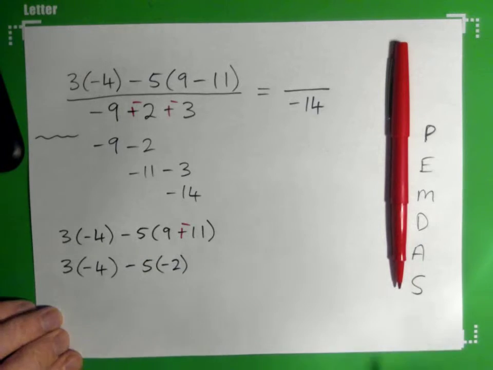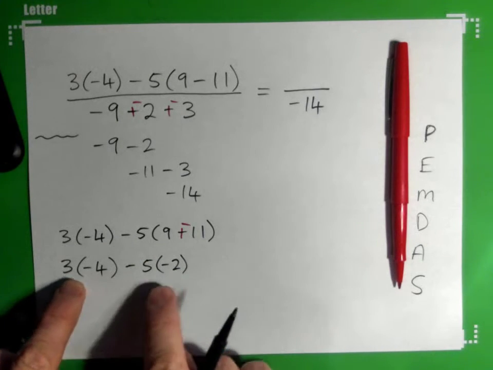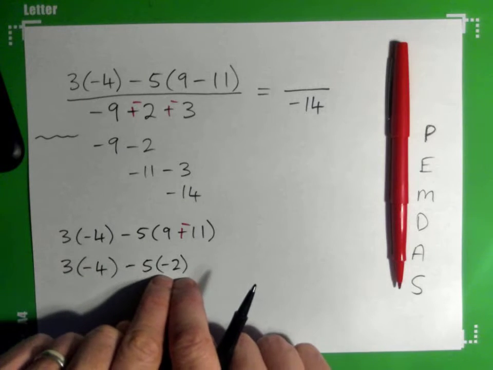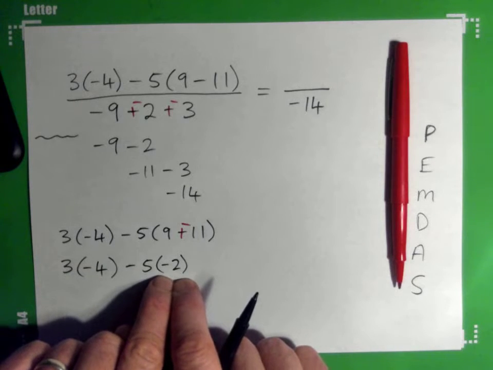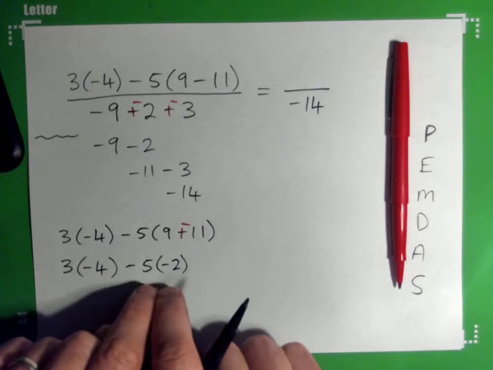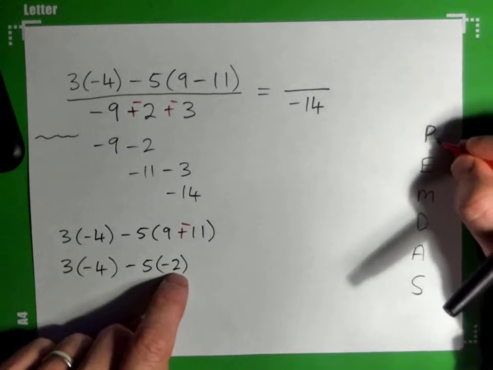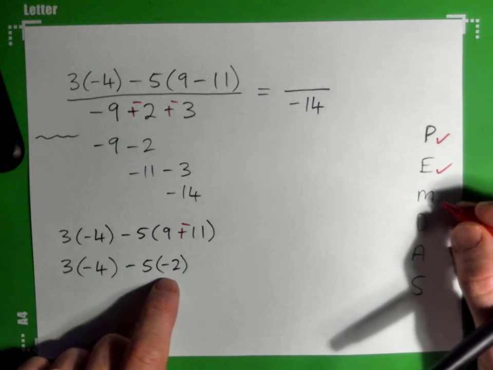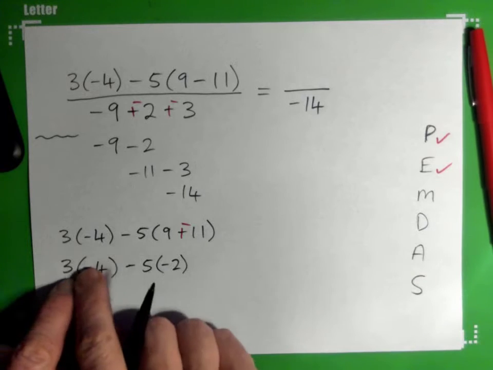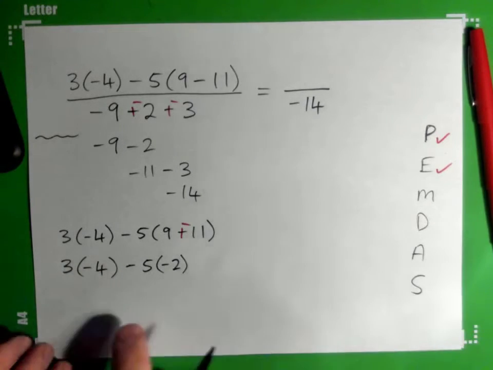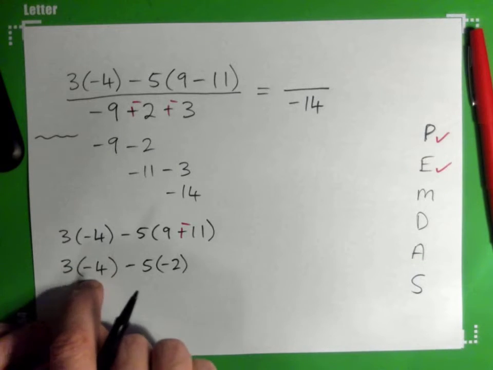All right, so look at this carefully. There's a 3 times negative 4, subtract 5 times negative 2. Okay? So there's a multiplication here, and there's multiplication here. We've taken care of our parentheses. There's no exponents, but now we do need to multiply. So we need to do this multiplication, then this multiplication, and then we can add or subtract. So let's start with this multiplication. What's 3 times negative 4?